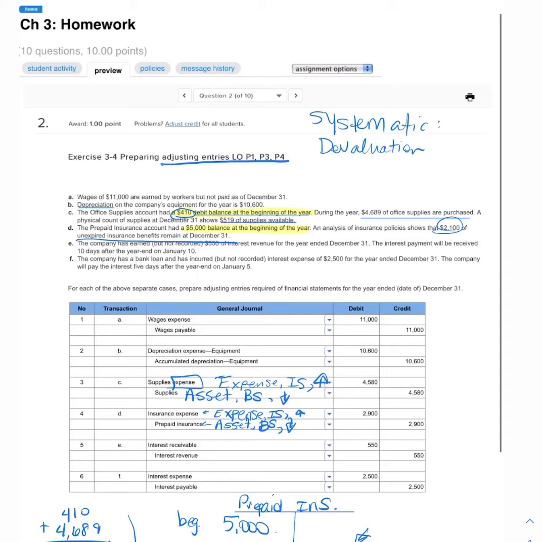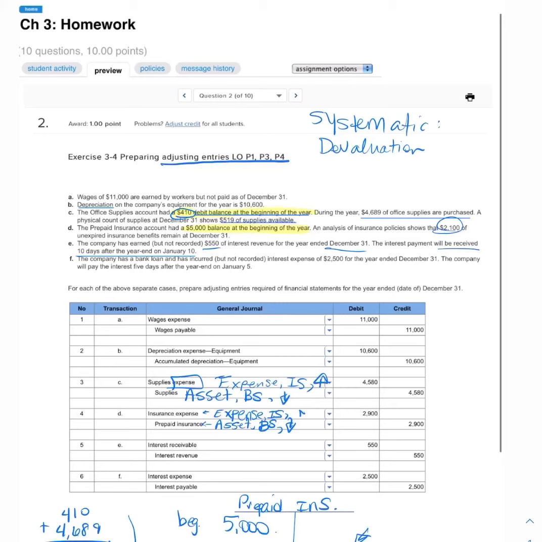So the next piece here, we see the company has earned but not recorded $550 worth of interest revenue for the year ended December 31st. So we got $550 in interest revenue. The interest payment will be received 10 days after year end on January the 10th. So the question is, have we earned this revenue? Do we need to book it in this period, or do we defer it until the next period?